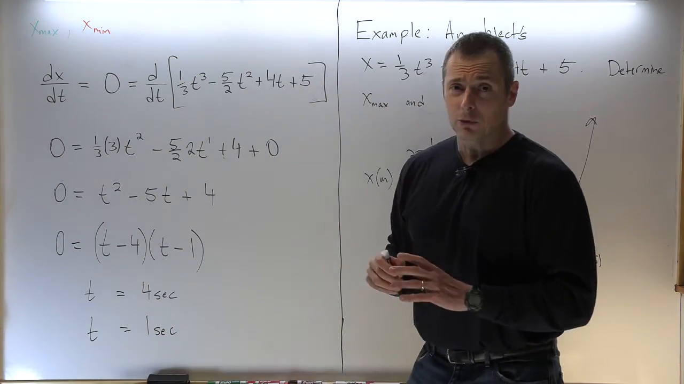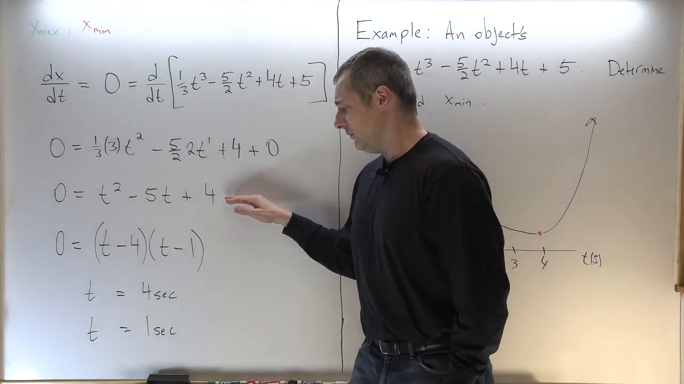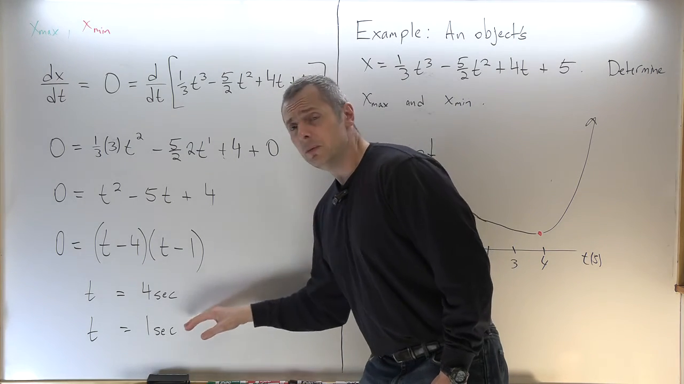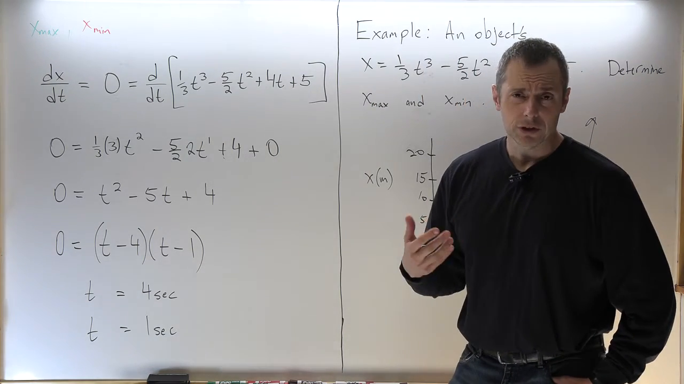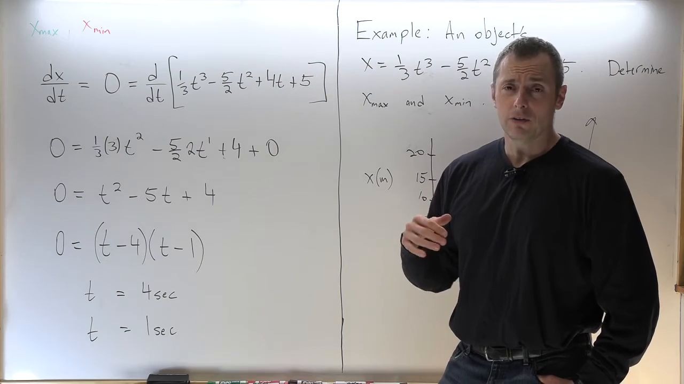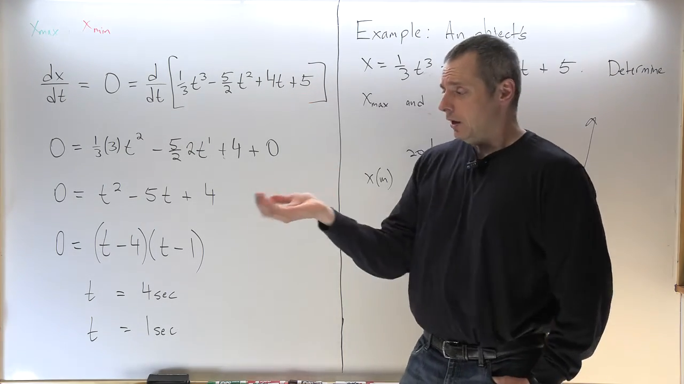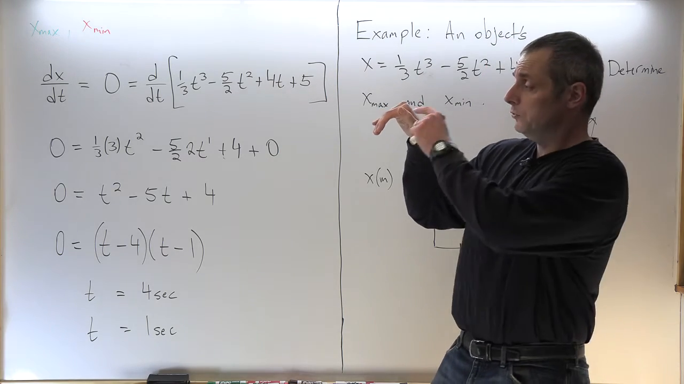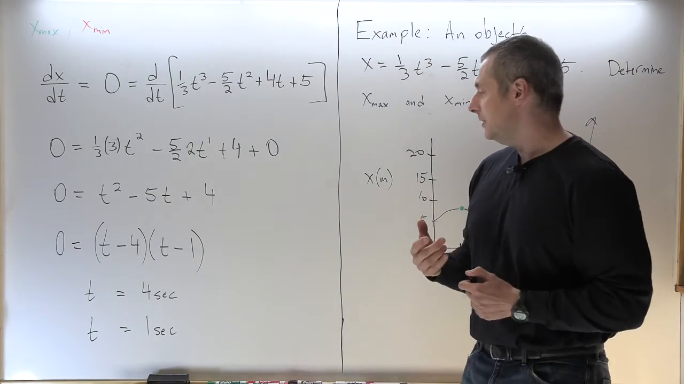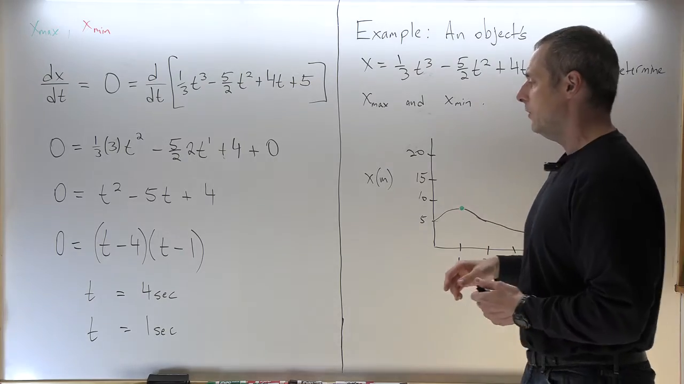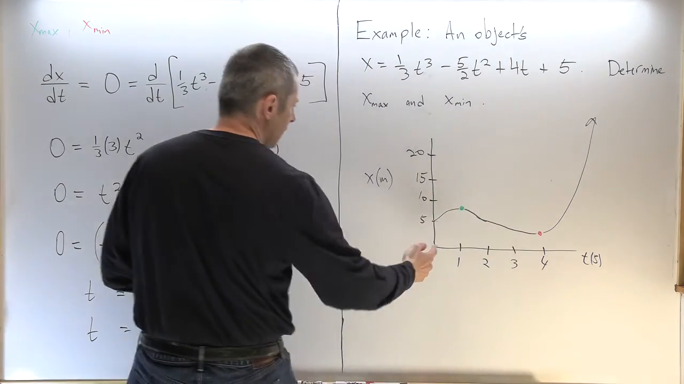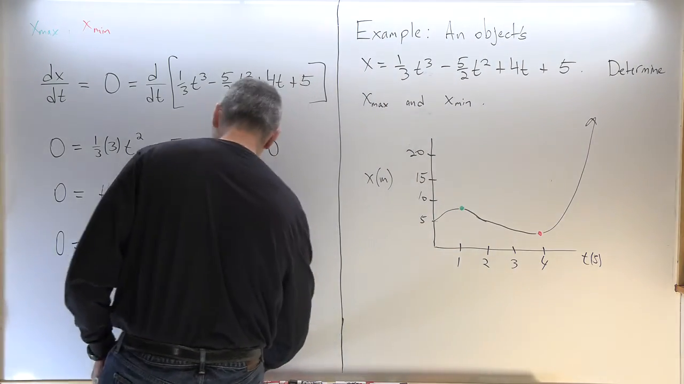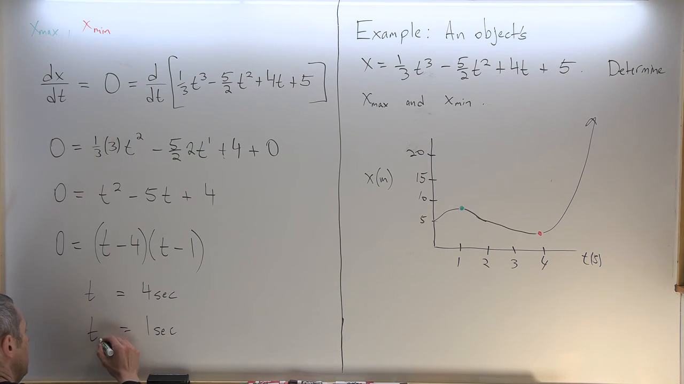Now, if we didn't have a graph, we would have to take a second derivative and plug these numbers in and see in which case was the second derivative positive. That would mean concave up, minimum. Which place was a negative, concave down, which would mean that was a maximum. But we don't have to do that because I provided you a graph. We already can see just from the graph that at the 1 second mark, that is a maximum. So this is the time of the max.